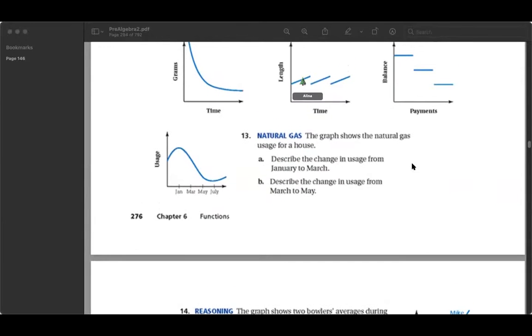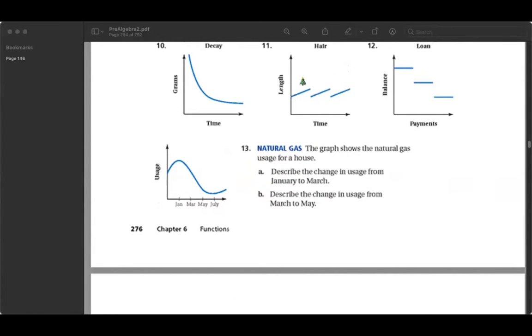All right, how about this one? Number 13. This looks like a good one. This says the graph shows the natural gas usage for a house. So we can see it here. Here's the months and here's the usage. So describe the change in usage from January to March.